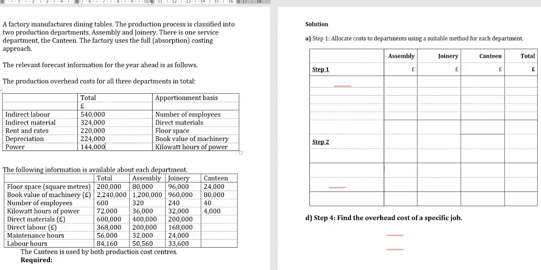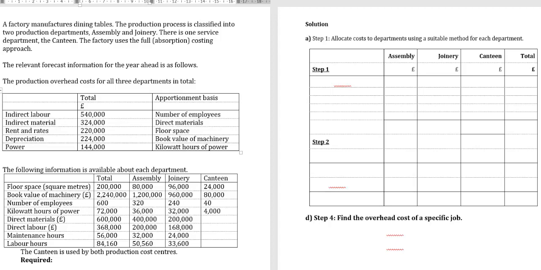A factory manufactures dining tables. The production process is classified into two production departments, assembly and joinery. There is one service department, the canteen. The factory uses the full absorption costing approach. The relevant forecast information for the year ahead is as follows.